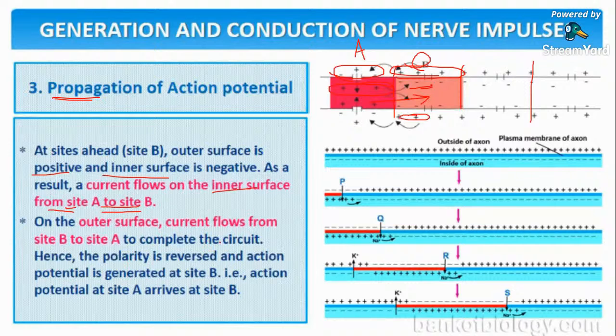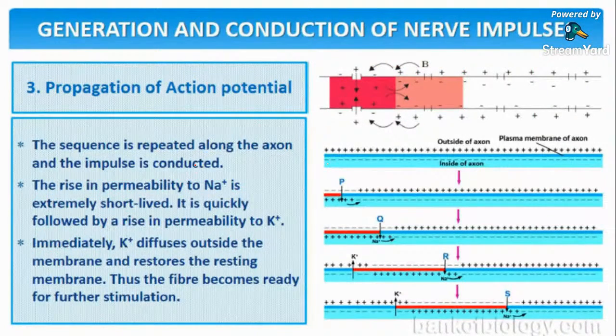On the outer side, the current flows from positive to negative, that is, from site B to site A. Hence the polarity is reversed and action potential is generated at site B. Guys, this is going to spread. The same condition at site A is repeated at site B. When the condition occurs at site B, site A becomes polarized again: negative inside and positive outside. The sequence is repeated along the axon and the impulse is conducted.